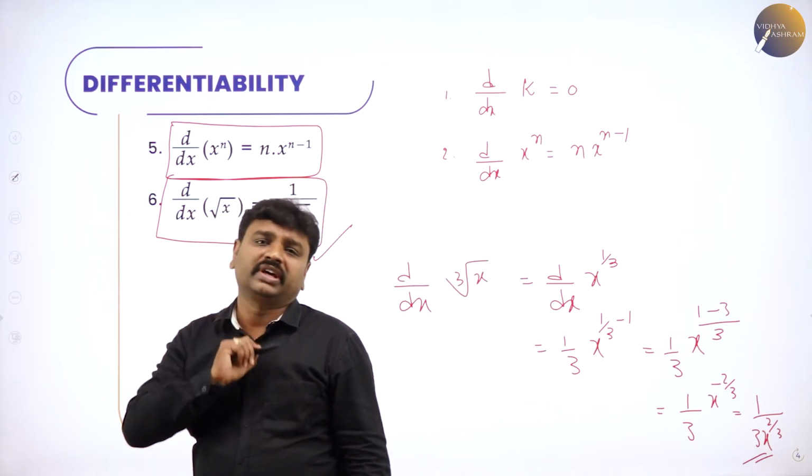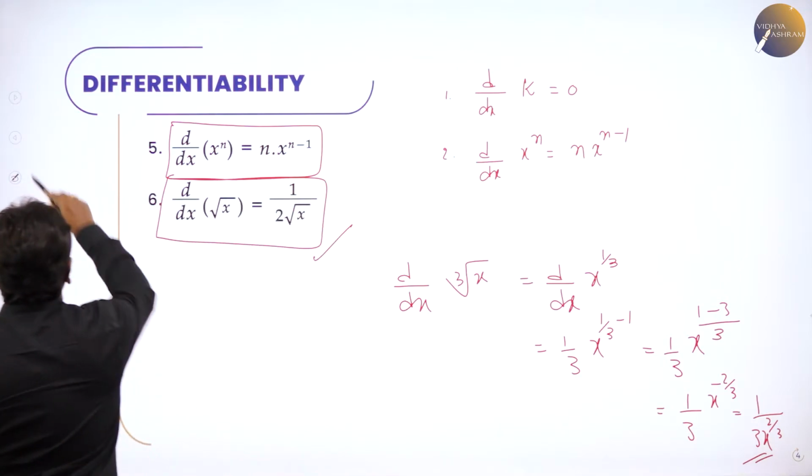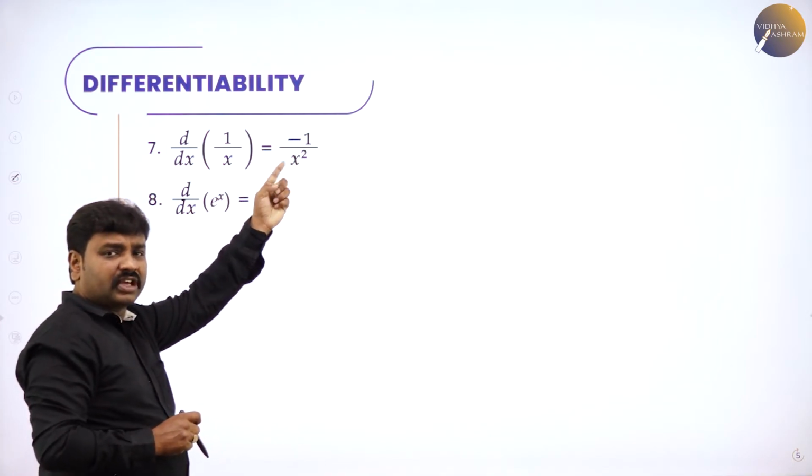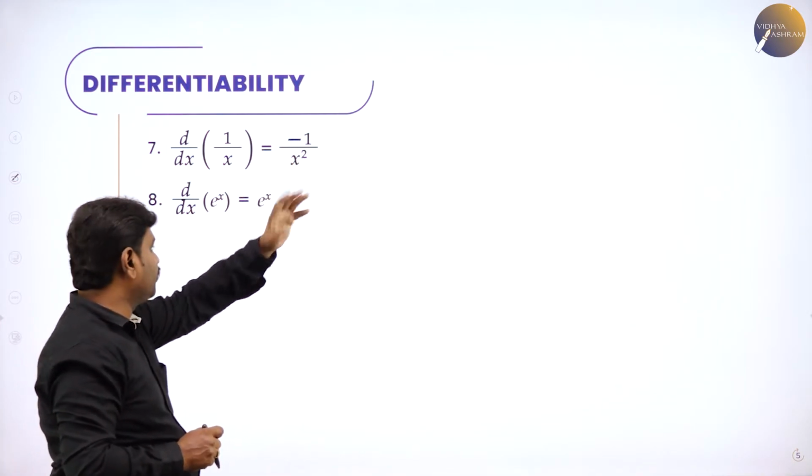1 by 2 root x. Then d by dx of 1 by x, I told you, can be proved as minus 1 by x square. Just now we have done it.